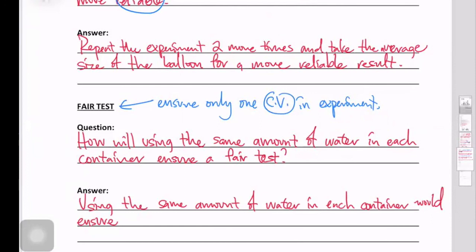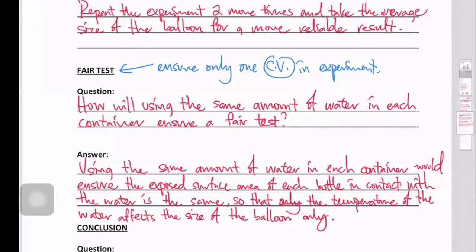So what does using the same amount of water ensure? What are you trying to ensure when you make sure the amount of water is the same? The related concept will be exposed surface area. You want to make sure that the exposed surface area of each bottle in contact with the water is the same. So you want to ensure that only the temperature of the water affects the size of the balloon and not any other variable.